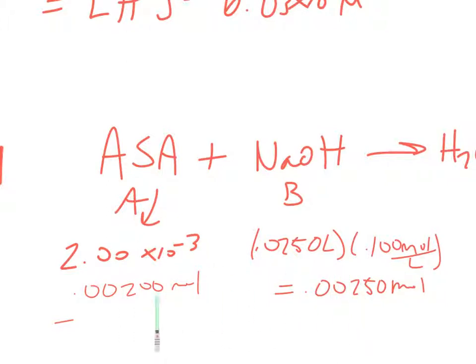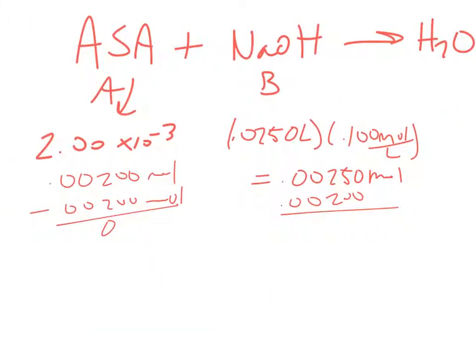the base adds to the acid, it's going to reduce the acid to 0. And so you're going to subtract 0.00200 moles of this to get 0, and you're going to have the same subtracted here. So you're going to have 0.00050 moles of this junk left over.